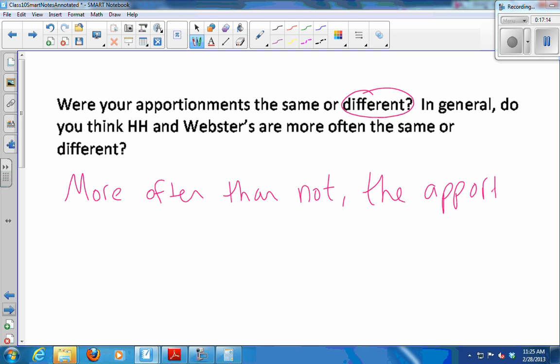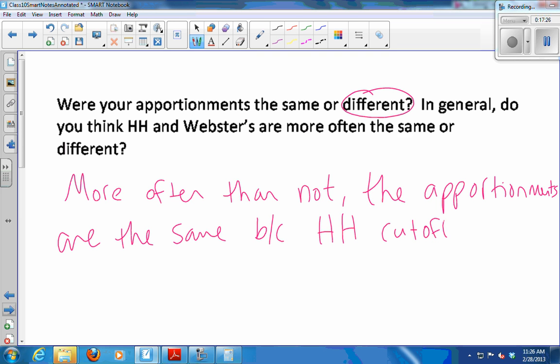The final apportionments will be the same because the Huntington Hill cutoffs are really close to the Webster's cutoffs.